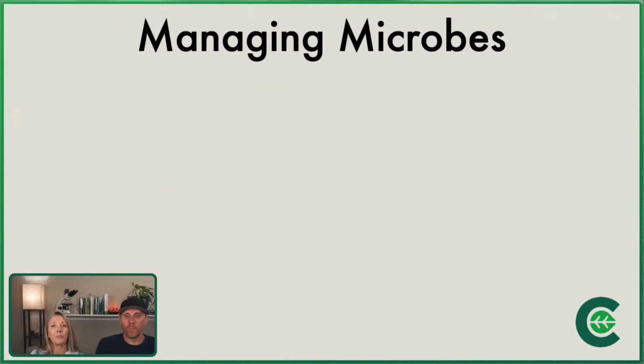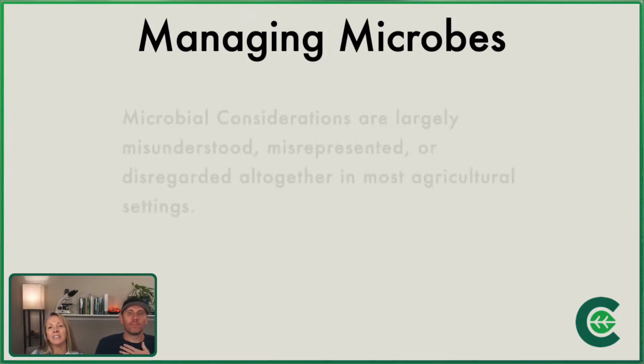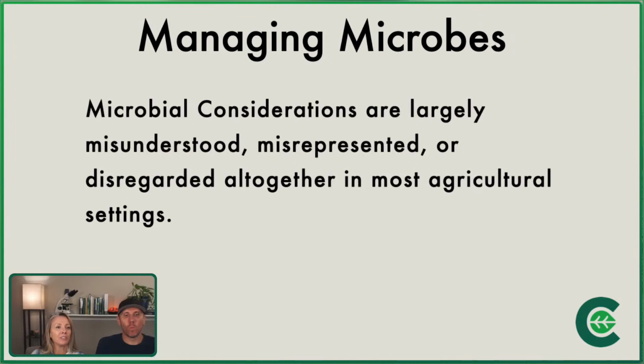All right, so managing microbes. Like I said, this is the last part of the story in that case study, and we're going to dive into these components here. So microbial considerations are largely misunderstood, misrepresented, or disregarded altogether in most agricultural settings, and if you're not measuring them in a way where you can see all of the microbes you're trying to manage, then you'll miss a lot of the soil food web that could be working for you. Which is kind of crazy.